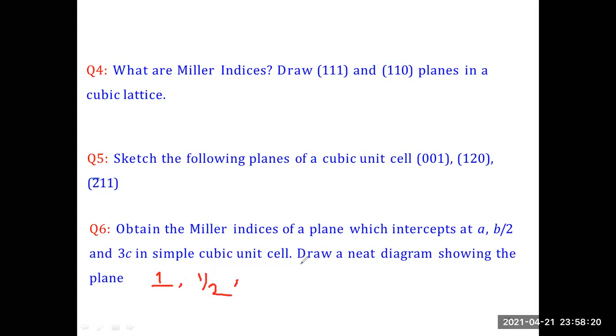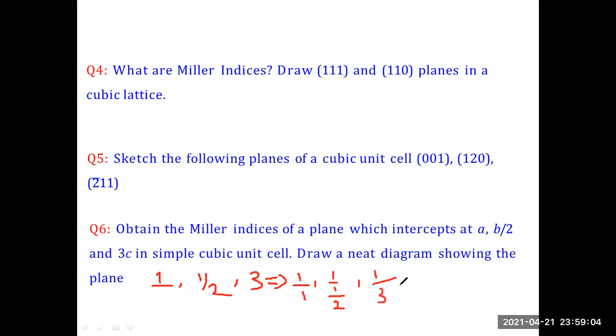How to evaluate these Miller indices? First, take the coefficients of the intercepts. What is the coefficient of a? 1. So I have written here 1, comma. What is the coefficient of b by 2? I have taken it as 1 by 2, comma. And 3c is given, so I have taken 3. Then the next step is that you have to take the reciprocal. So 1 by 1, right? Understood, everybody? Comma. So 1 divided by 1 by 2. Comma. 1 by 3.